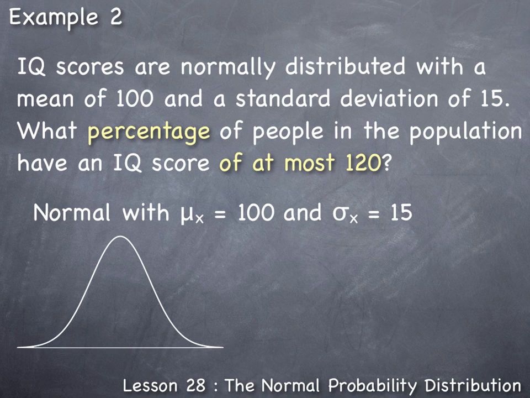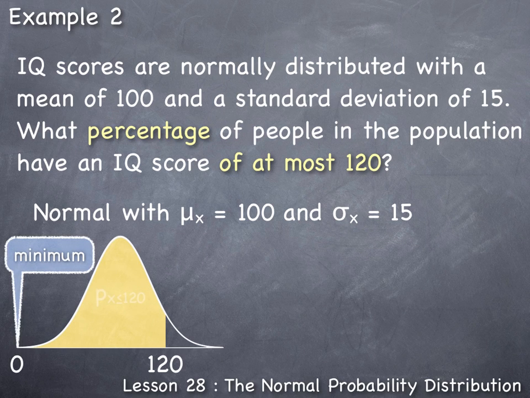That means 120 is at the upper limit, and all the values less than that all the way to the absolute lowest IQ. Here it seems reasonable that IQ scores are not negative, so that would make 0 the lowest IQ. So the percentage of this normal distribution that has at most 120 would be everything from 120 all the way down to the absolute lowest IQ, or 0, as our minimum.